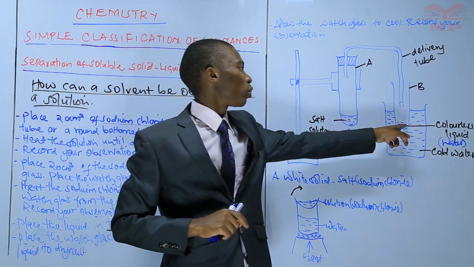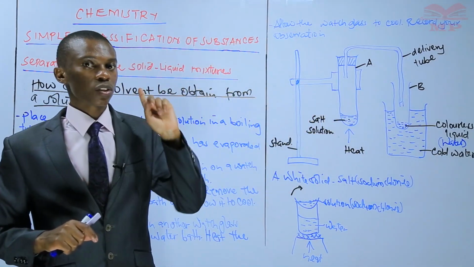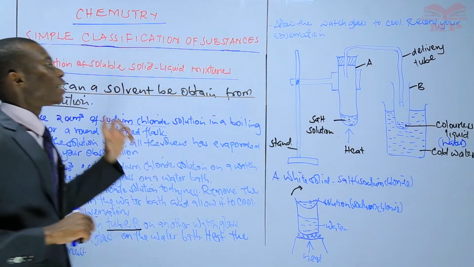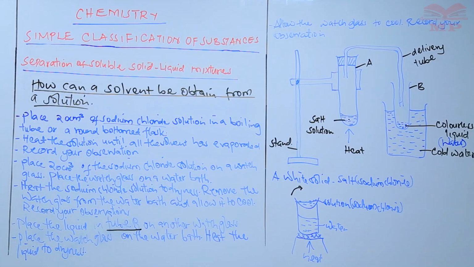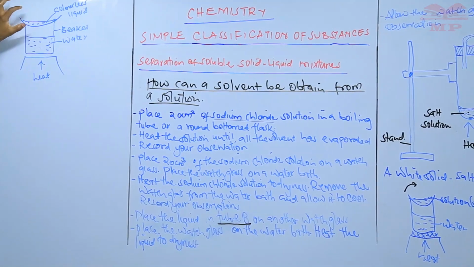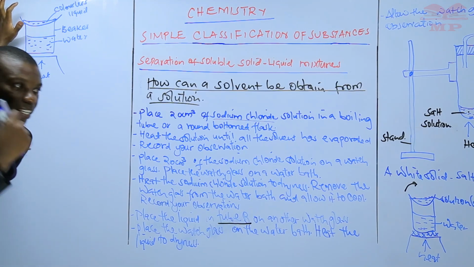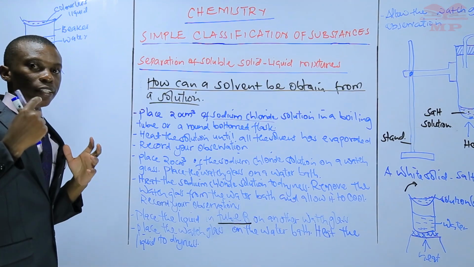Therefore, the colorless liquid collected here does not contain dissolved salts. And when you heat this colorless liquid to dryness, there is nothing left on the watch glass, because this colorless liquid does not contain dissolved salts.